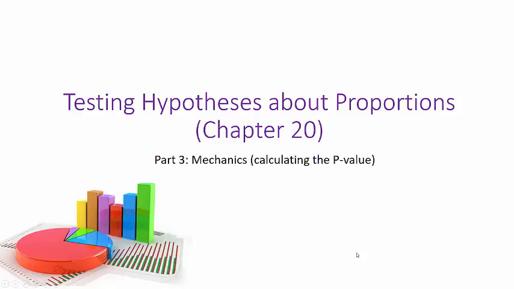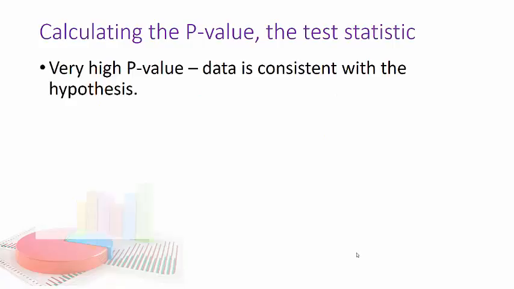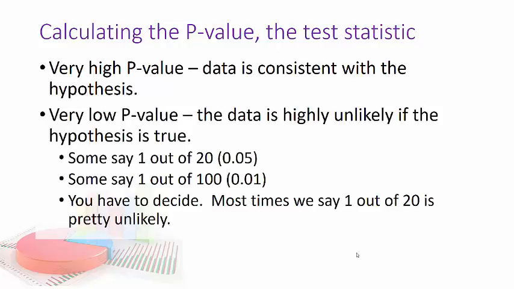Okay, now we're going to get to the part that you're used to jumping into, which is crunching the numbers, the mechanics. And how do we do that? We're going to calculate the p-value, or the probability that the data is consistent with the hypothesis. So if we have a very high p-value, that's a high probability. If we have a very low p-value, the data is highly unlikely if the hypothesis is true, the null hypothesis.